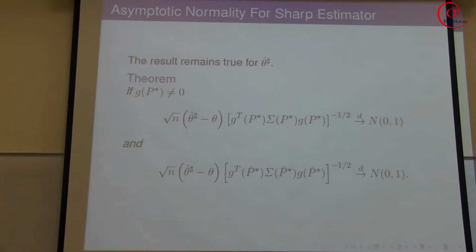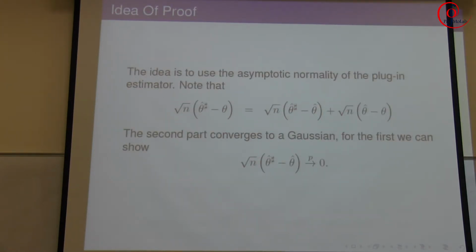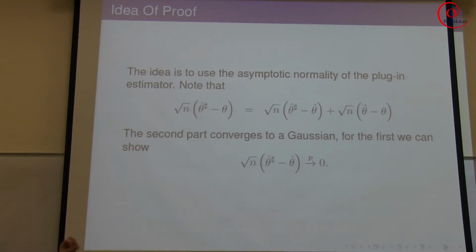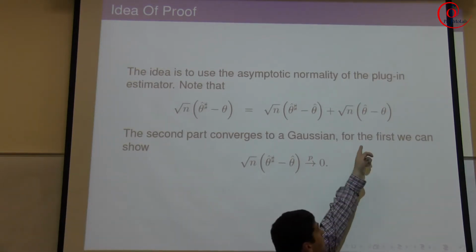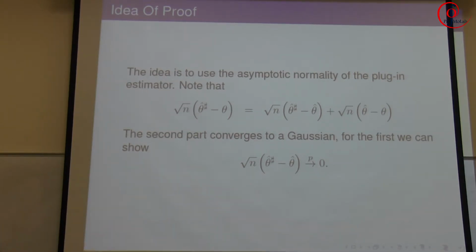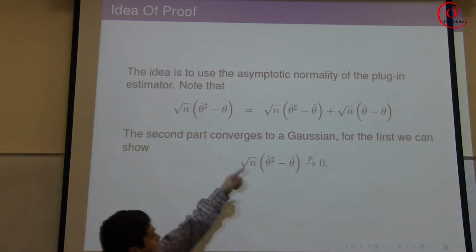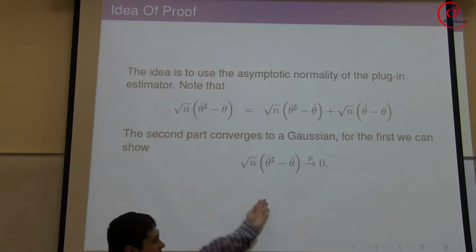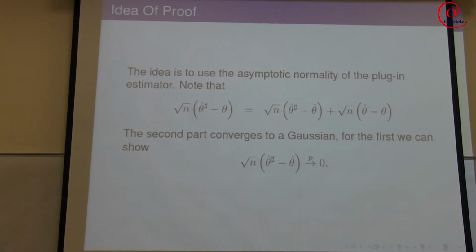And I don't want to get into the details of the proof. It's a bit technical, but I do want to say what the basic idea is, how we prove this. The way we prove this is very simple. We look at root n times theta hat sharp minus theta, and we add and subtract theta hat, the plug-in estimator. Now we know that this term here converges to a normal distribution with some standard deviation, which later we could divide by. And so all we need to do is show that this first part converges in probability to 0. Once we've done that, we've established the asymptotic normality. This step is a bit technical, so I'm not going to get into all of the details here, but this is the basic idea of how we prove this.